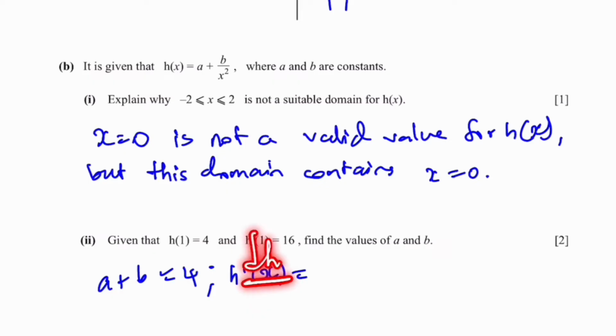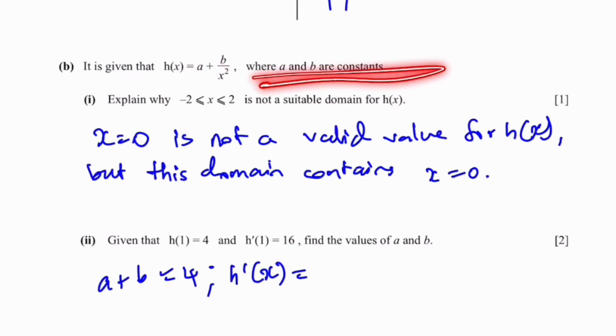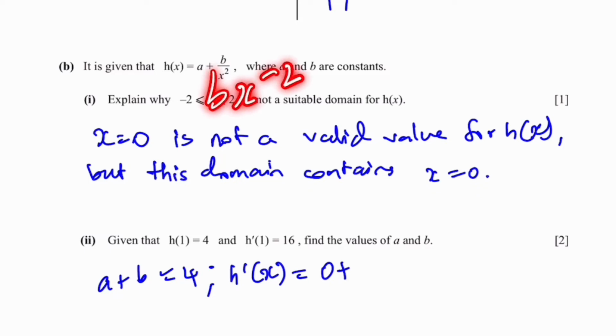So dh by dx, in other words. If we're taking the derivative with respect to x, these a and b are just constants, right? So when you take the derivative, this a completely disappears. The derivative of a is just 0 here, since it does not have any x value connected with it. So it's just 0 plus the derivative of b by x squared. So b by x squared is just bx to the power minus 2.